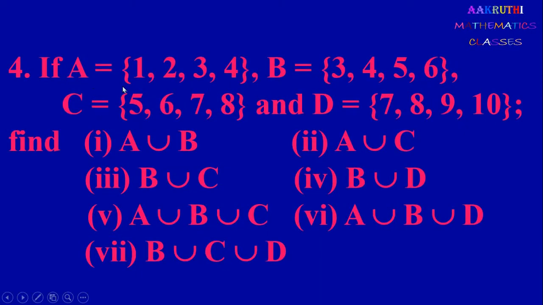Next question, if A equal to {1, 2, 3, 4} and B equal to {3, 4, 5, 6} and C equal to {5, 6, 7, 8} and D equal to {7, 8, 9, 10}. You have to find all this. That is, you have to find A union B, then A union C, then B union C, then B union D, then A union B union C, then A union B union D, and B union C union D. You can pause the video and find all these answers and you can verify later. You can try this.